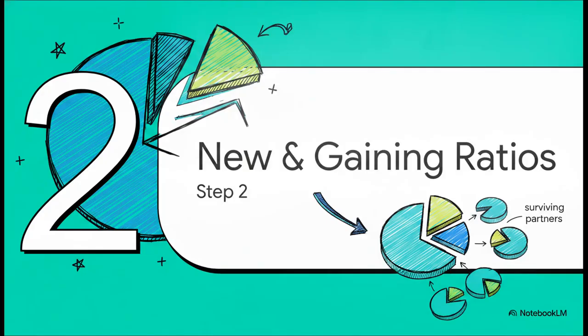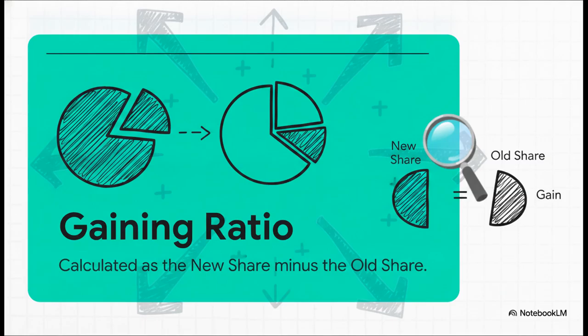Moving on to step 2, new and gaining ratios. With the trigger pulled, we have to figure out how the remaining business pie is divided up among the surviving partners. And for this, we rely on 2 key metrics. First, the new profit-sharing ratio dictates how the remaining partners are going to split future profits. But to balance the books today, we need the gaining ratio. Essentially, the pie is being sliced into fewer but much larger pieces. To find exactly how much a surviving partner's slice has grown, you just take their new share and subtract their old share. Simple as that.